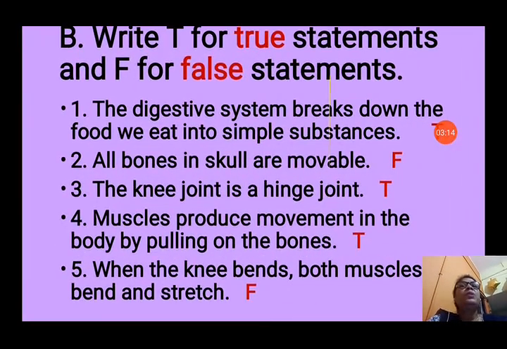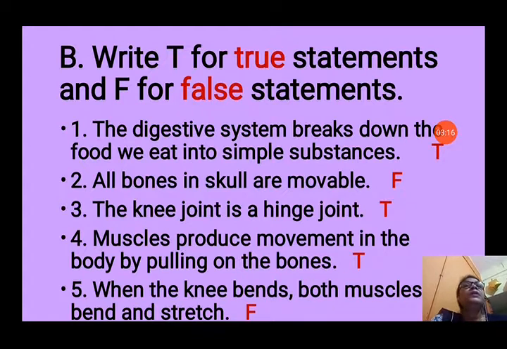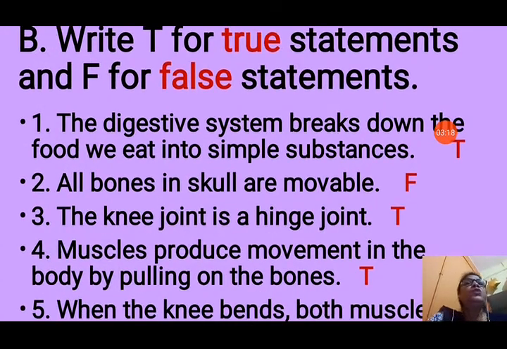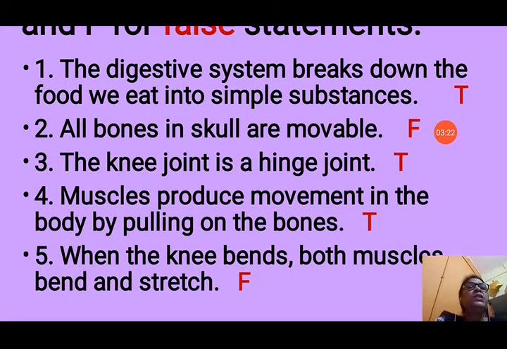Now exercise B is write T for true statement and F for false statement. We will see all these statements one by one. First: the digestive system breaks down the food we eat into simple substances. Yes, it is correct. Our digestive system digests our food, and for digestion it breaks the food into simpler substances. So it is a true statement.